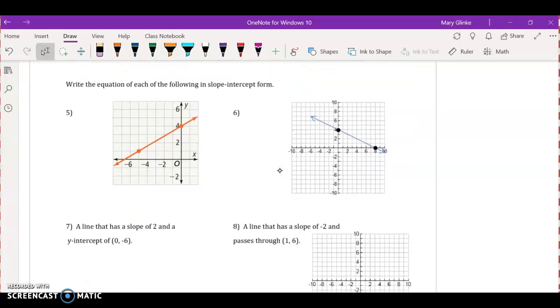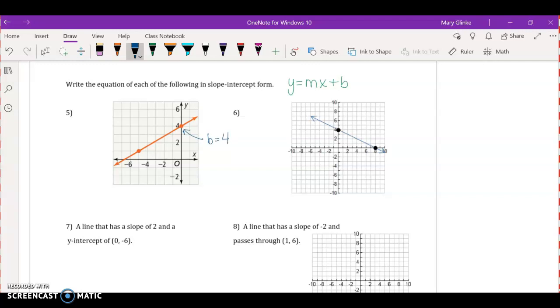So for numbers 5 and 6, now we can take it and work backwards. So we have given these graphs. We need to go ahead and find the slope. We need to find our y-intercept, and then we can write it in slope-intercept form. So again, the big thing here, y equals mx plus b. So we look at our graph here. It crosses at 0, comma 4, which means b is 4.